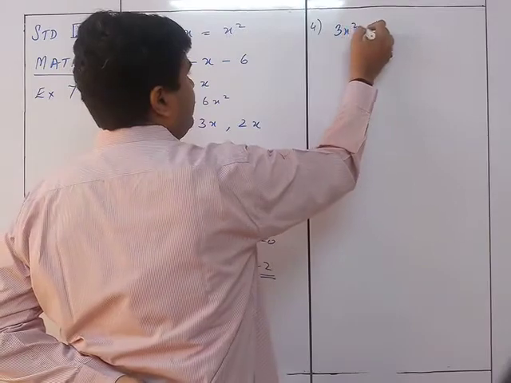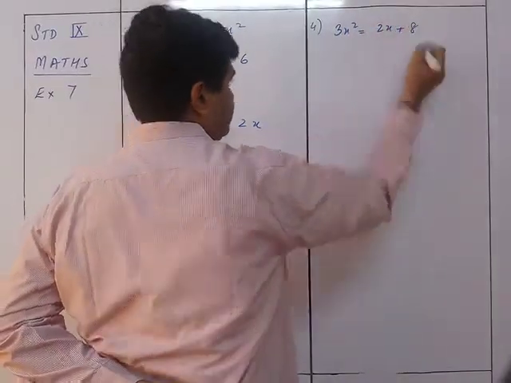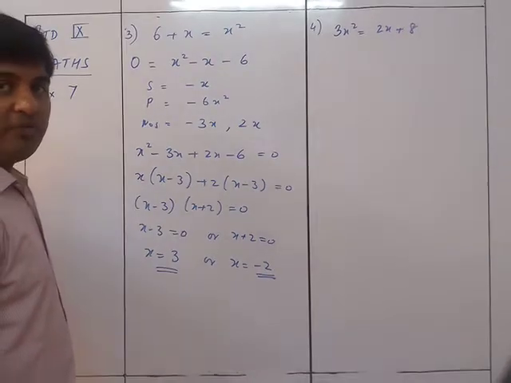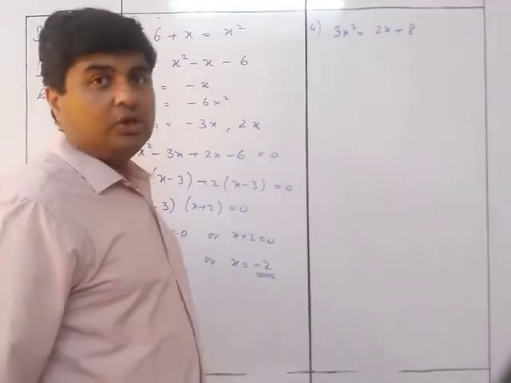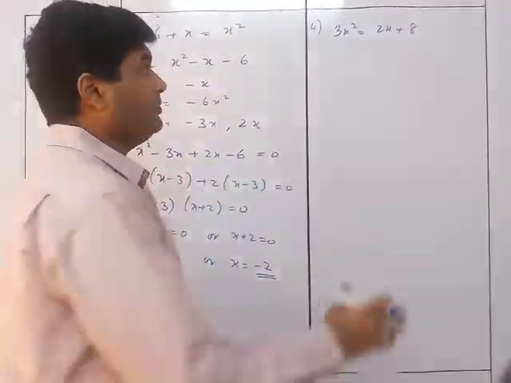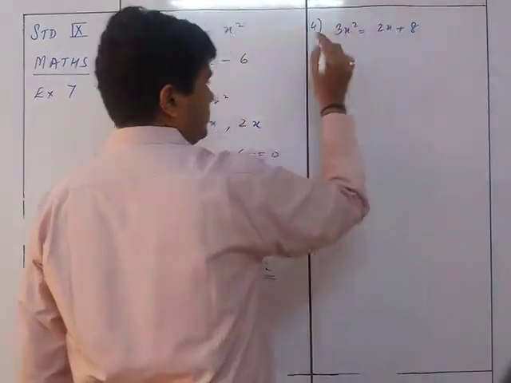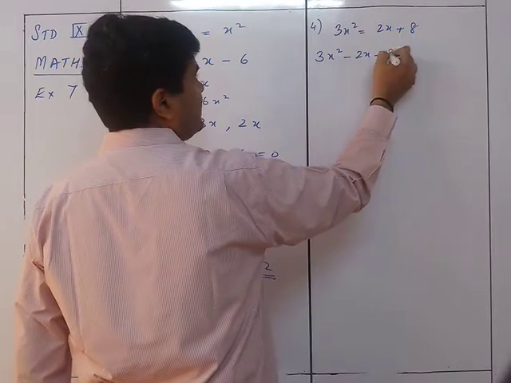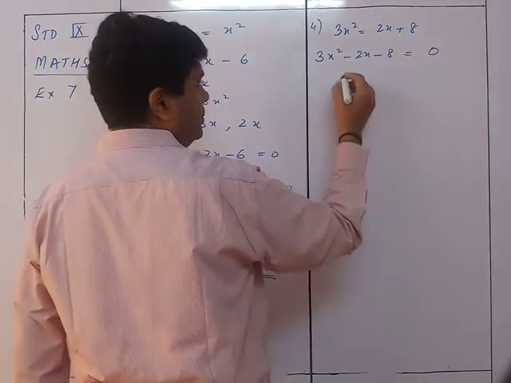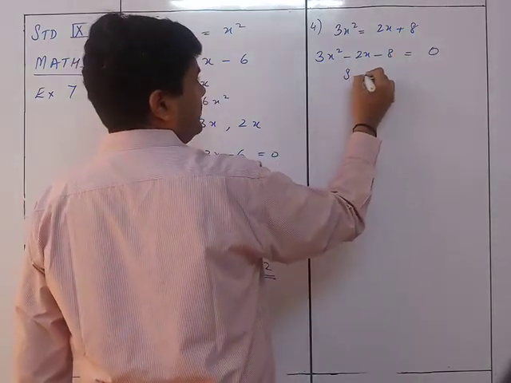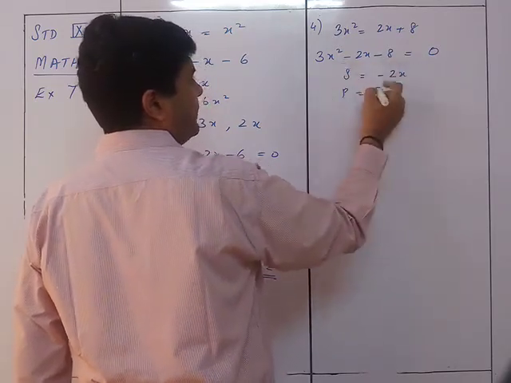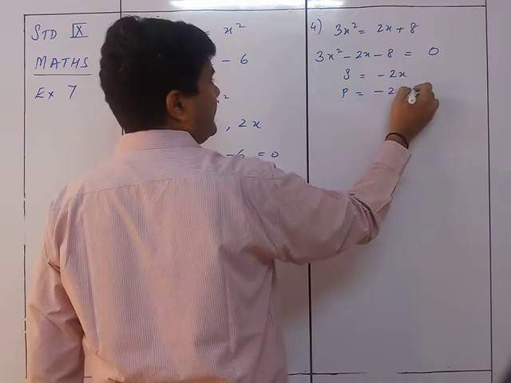3x squared equals 2x plus 8. Again you can see that it is not in the form of ax squared plus bx plus c. So you bring everything here, so this becomes 0. So it is 3x squared minus 2x minus 8 equals 0. So the sum I want is minus 2x, and the product I want is 3 times 8, which is 24, so minus 24x squared.